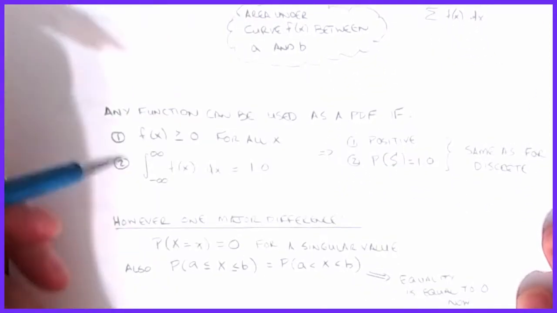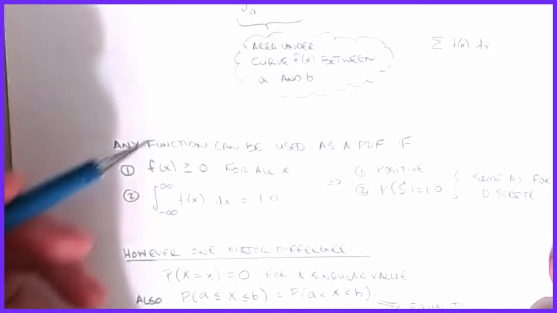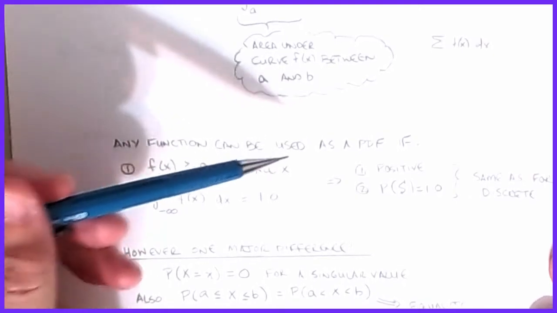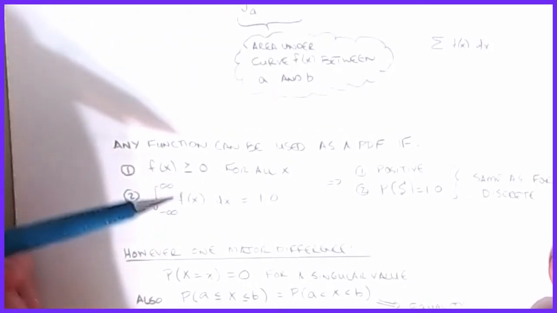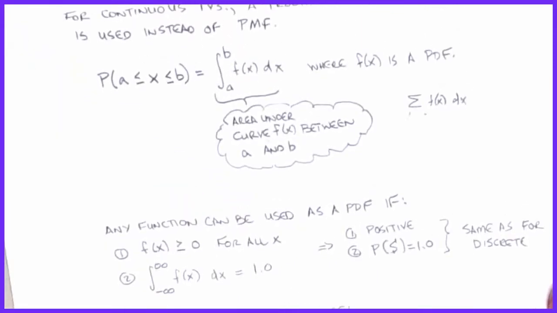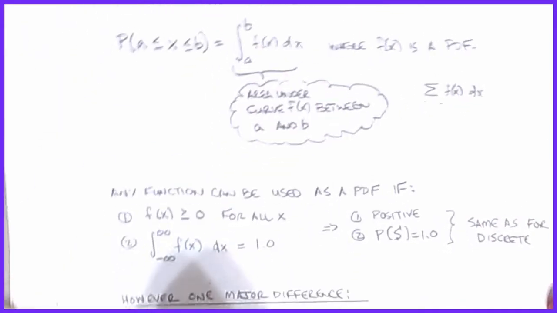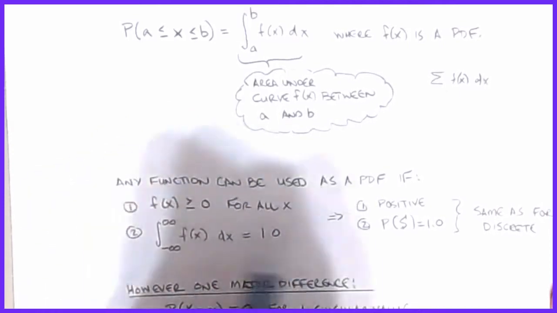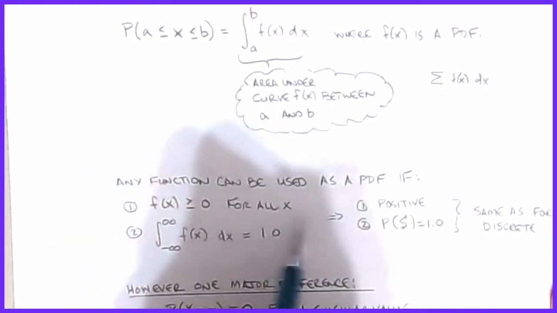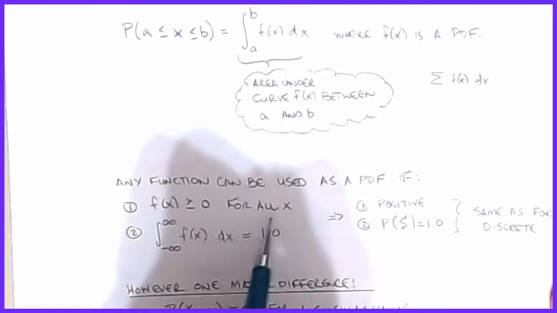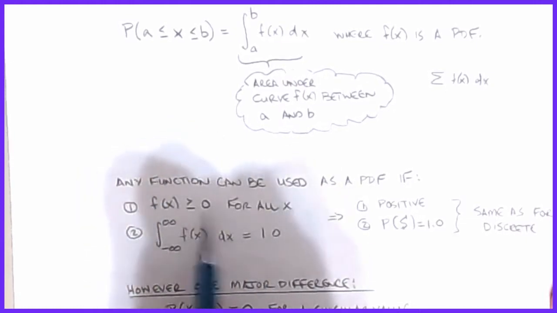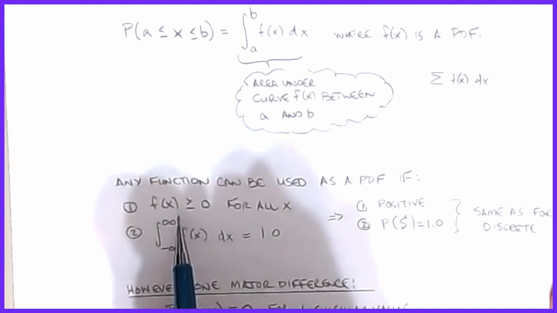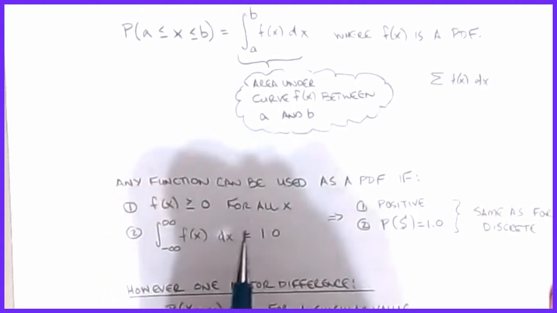Okay, so basically we can say that any function can be used as a PDF if it meets a certain set of criteria. The first one is that the function itself has to be positive. It has to be greater than 0 at all values. I can't ever go negative on this. So for all x on which the function is defined, it has to be greater than 0. And that was the same as what we had with the discretes, right? We had to have positive probabilities.